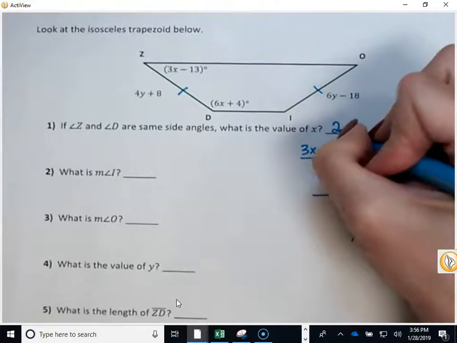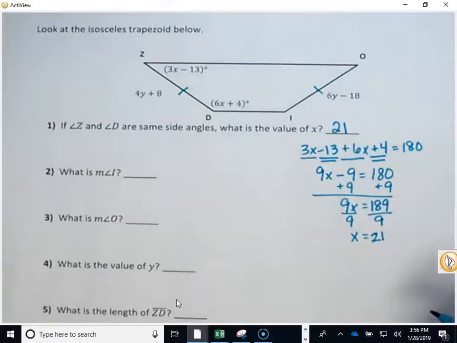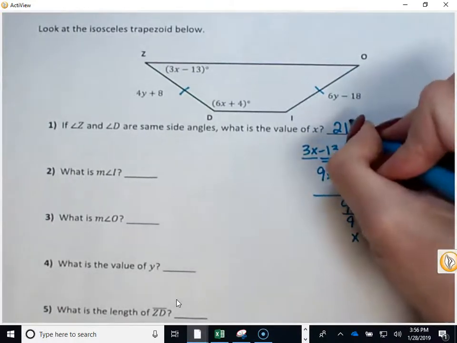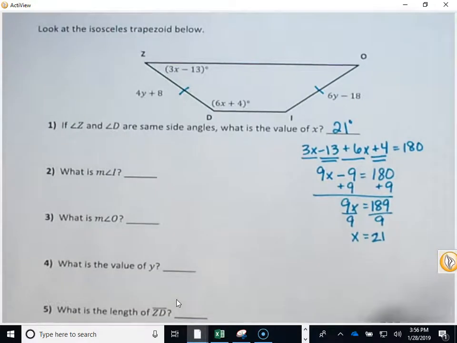That's what they asked for, so I'm done there. We're talking degrees because these are angles, so you can put the degree symbol with that. All right, so we know that x equals 21 degrees. Now they're asking, well, what's the measure of angle I?